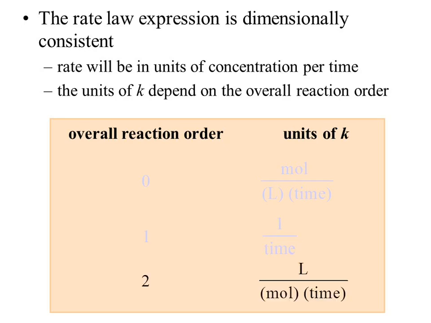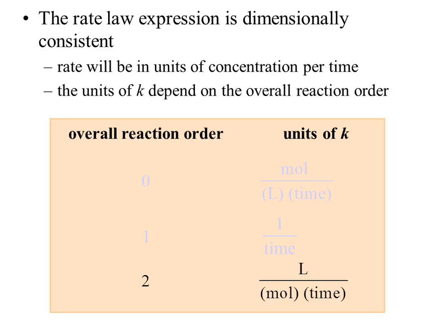Then the last one is if your overall reaction order is 2, basically you have moles per liter squared, and somehow you need to end up with moles per liter per time. So, I know it seems kind of strange, but you're going to have liters per mole per time as the units of your K. It's just got to be that way. Put another way, it's basically the inverse of molarity and time also down here.